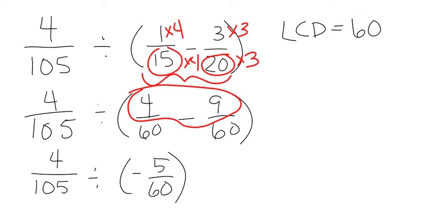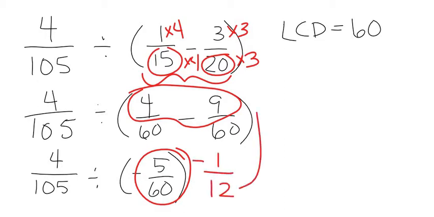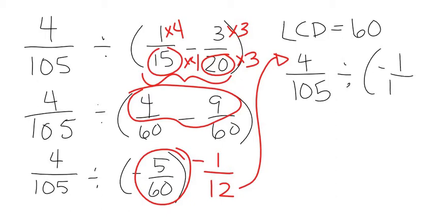Now we could do this one of two ways. We could identify at this point, hey, I can simplify 5 over 60, or you can just go ahead and do your division. I noticed that 5 over 60 can be simplified, so I'm going to do that first. 5 over 60 simplifies to 1 over 12. Don't forget your negative sign. So we have 4 over 105 divided by negative 1 over 12.